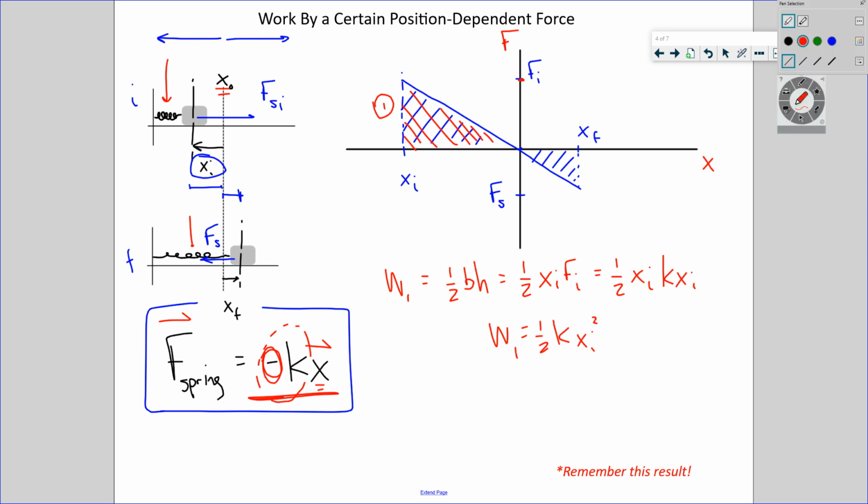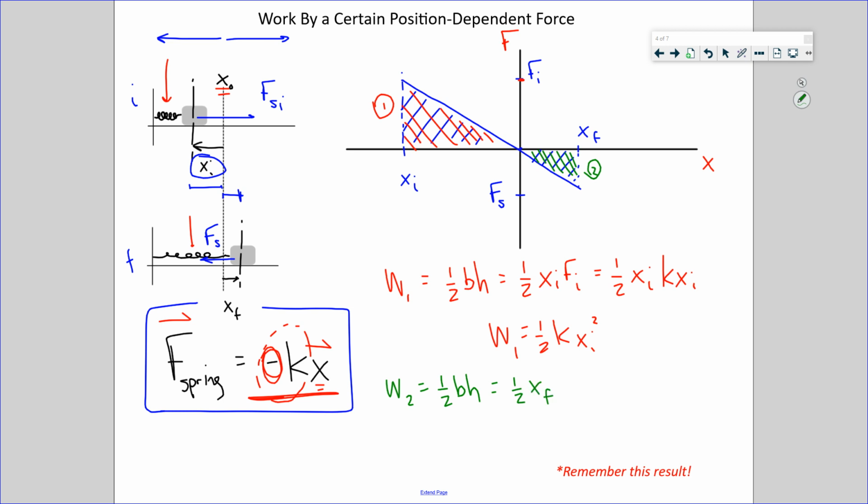Well, the work done in the second part is 1/2 a base times a height. Our base is x final, and our height is f final, which is k x final. So that's 1/2 k x final squared.